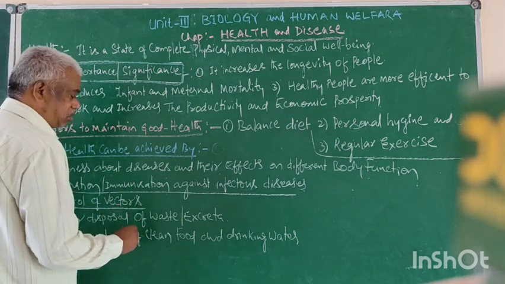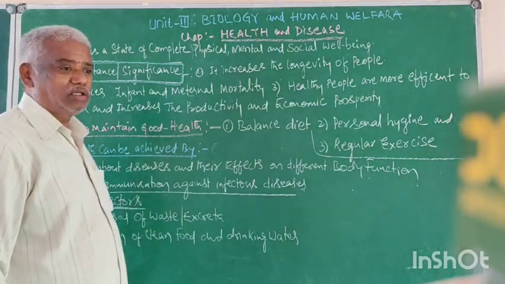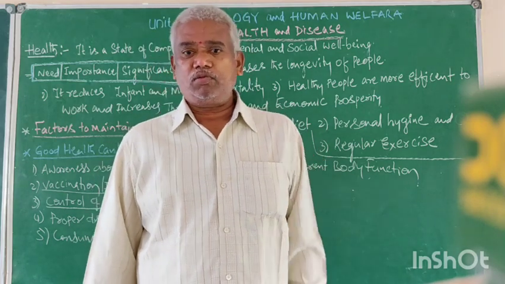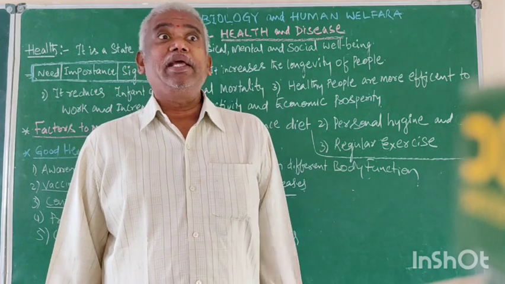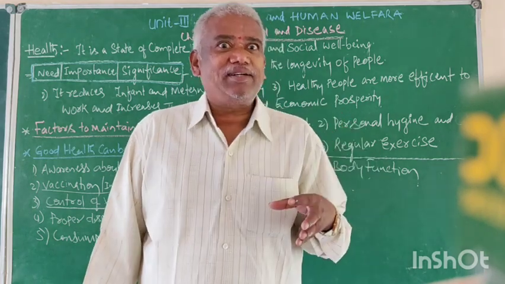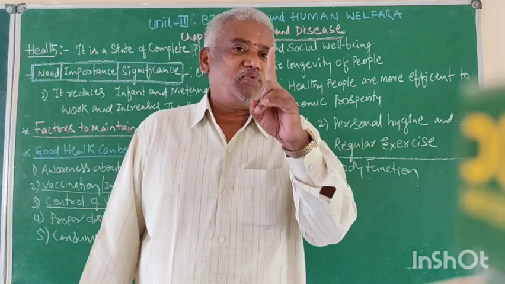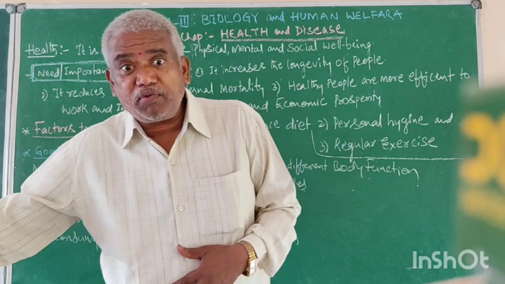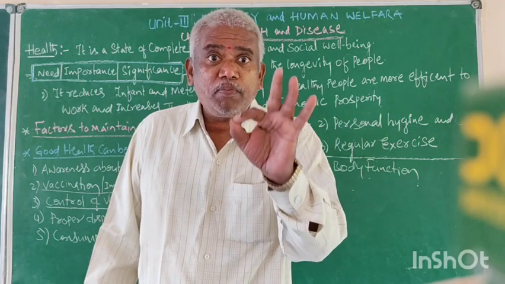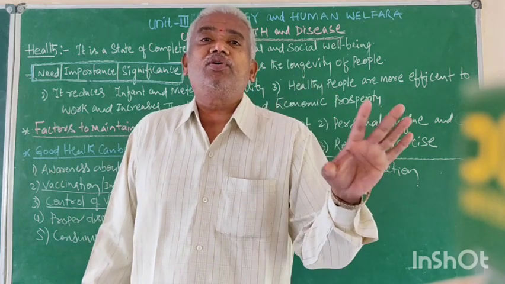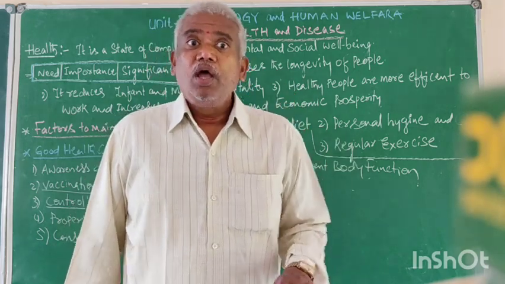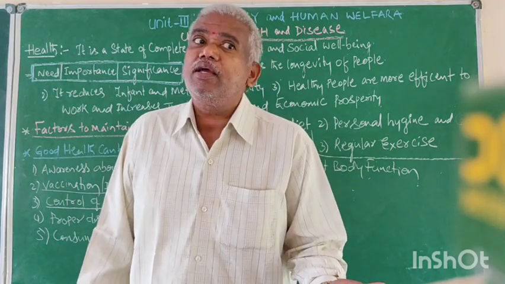Now, controlling vectors. So many students do not know who is the vector and who is the pathogen. Suppose I am suffering with malaria. What is malaria? It is a disease. How does this disease occur? That is the first point. After that, how is it transmitted from one person to another? Plasmodium vivax is a protozoan parasite. If it is present in my body, I suffer with malaria. Without Plasmodium, there is no malaria. That is the basic fundamental about the disease. That means malaria is a disease caused by Plasmodium.